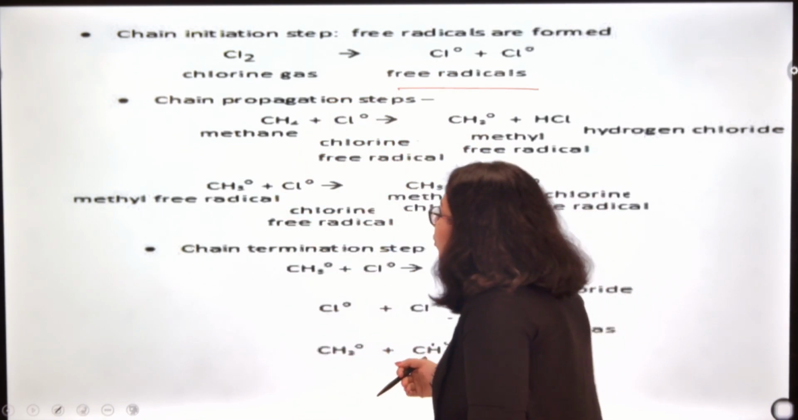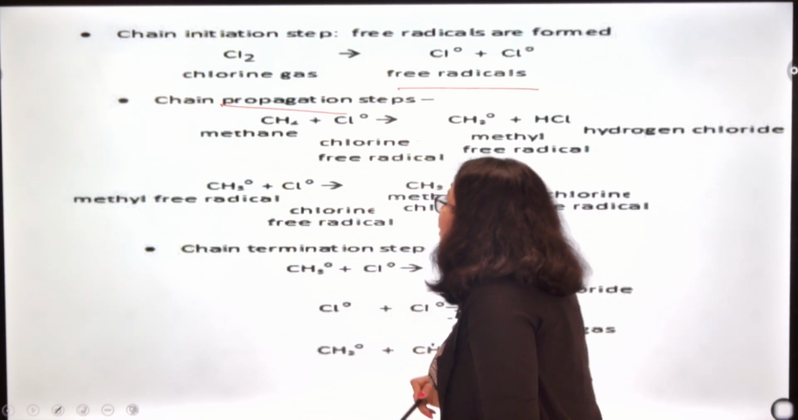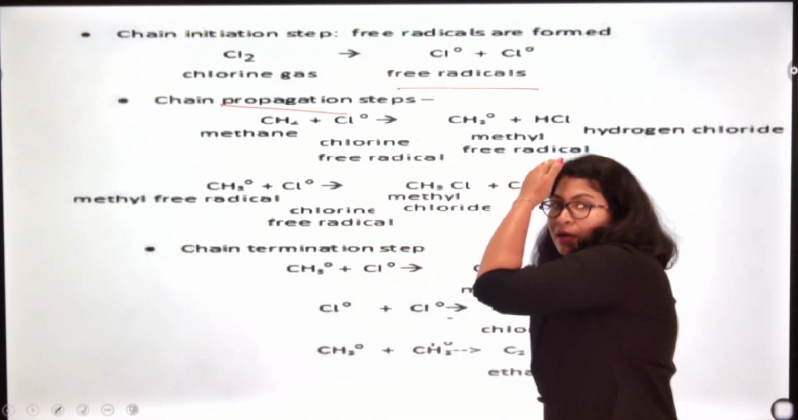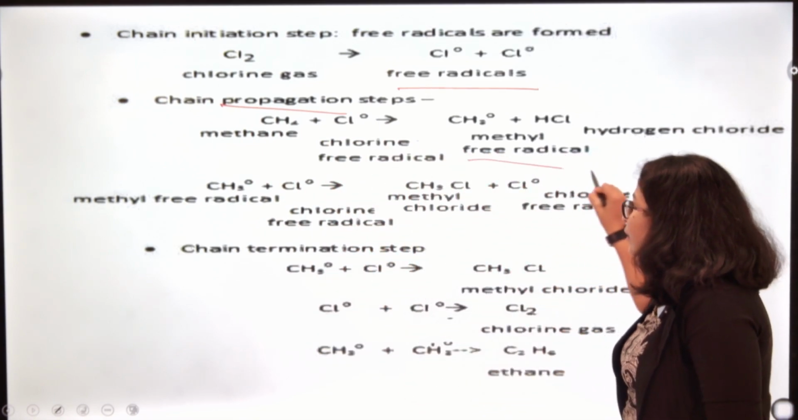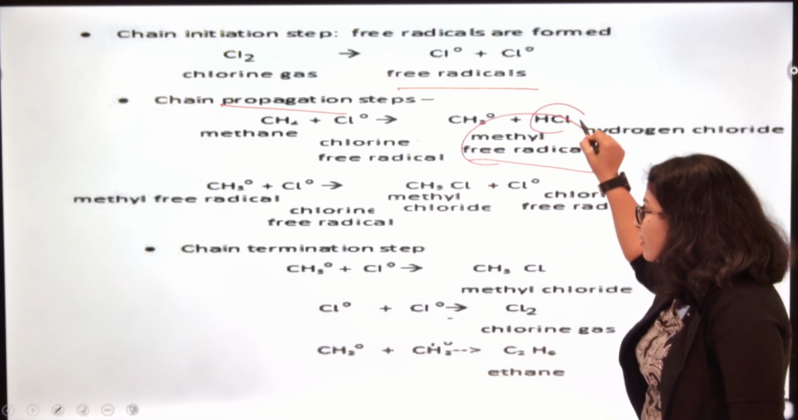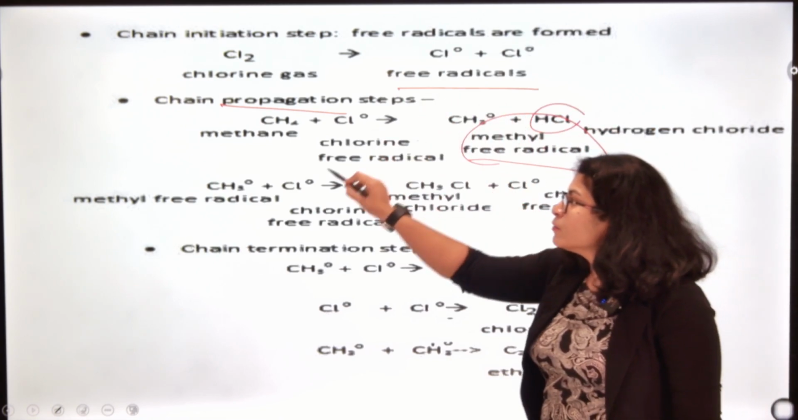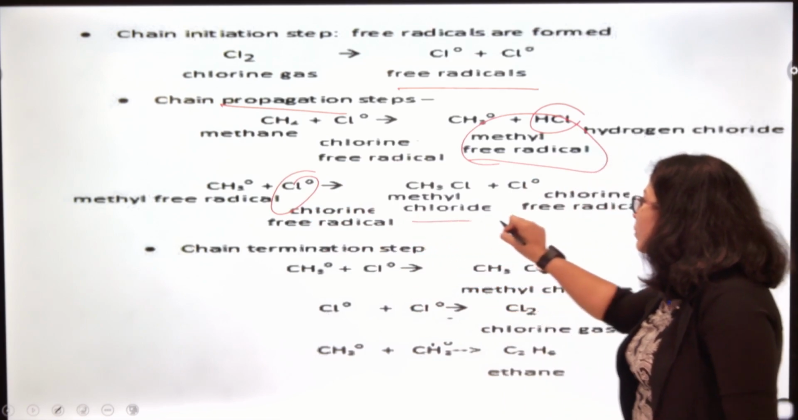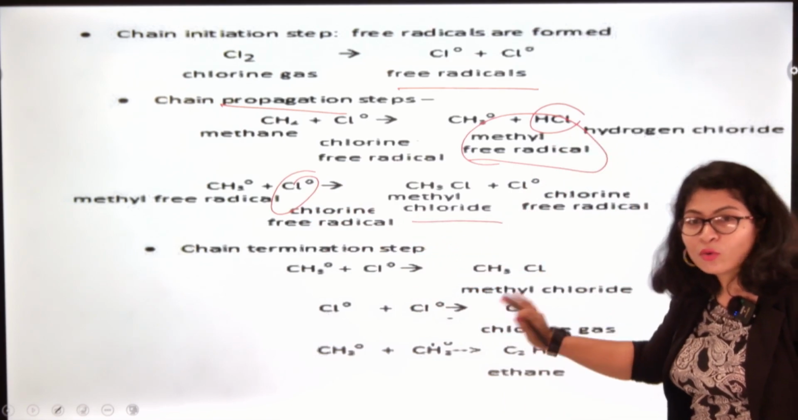So in the second step, what happens? Chain propagation happens. Here methane reacts with chlorine free radical to form methyl free radical and HCl. This methyl free radical combines with the chlorine free radical to give you methyl chloride. This process goes on continuing.